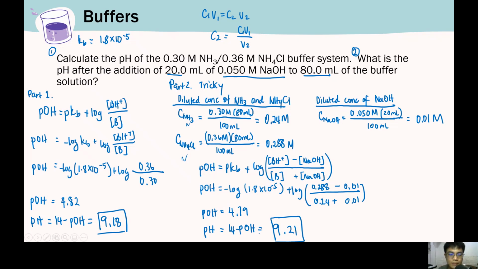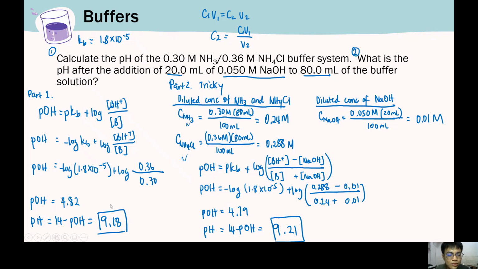Okay, so what happened? Let me summarize what happened so it's clearer. In the problem, we added base to our buffer system. So what will you expect? You added a base, so of course the pH should increase. Does it show? Yeah, it shows, no?